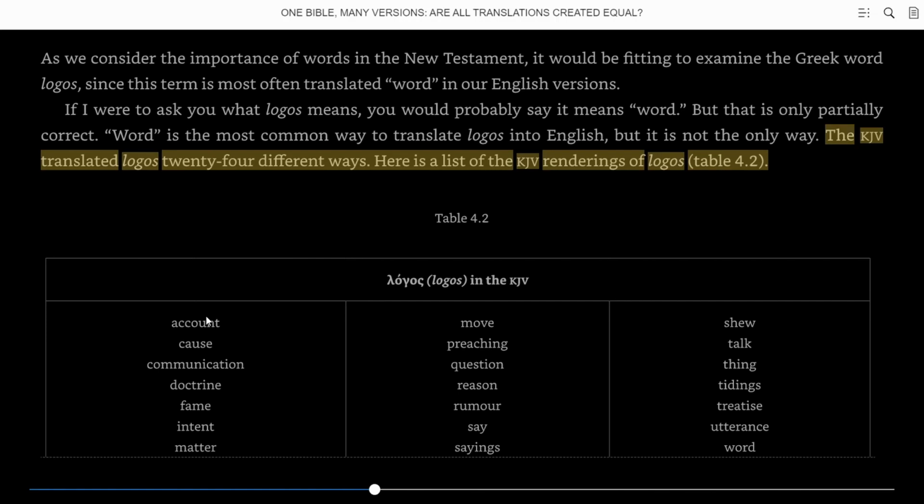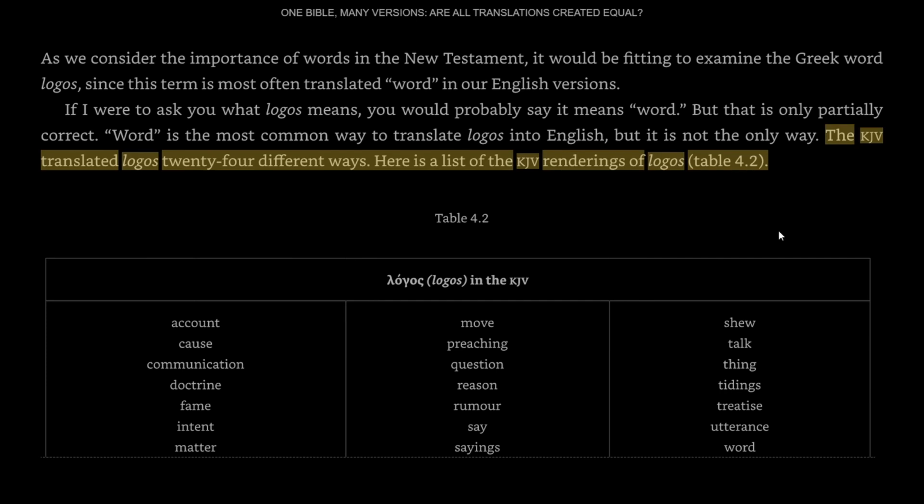So that's why I wanted to look at this specific example. It's the Greek term logos. A lot of you know what this means in English, at least the basic definition of the word. I want to point out from a really good book, and I recommend it. It's called One Bible, Many Versions: Are All Translations Created Equal? by Dave Brunn.